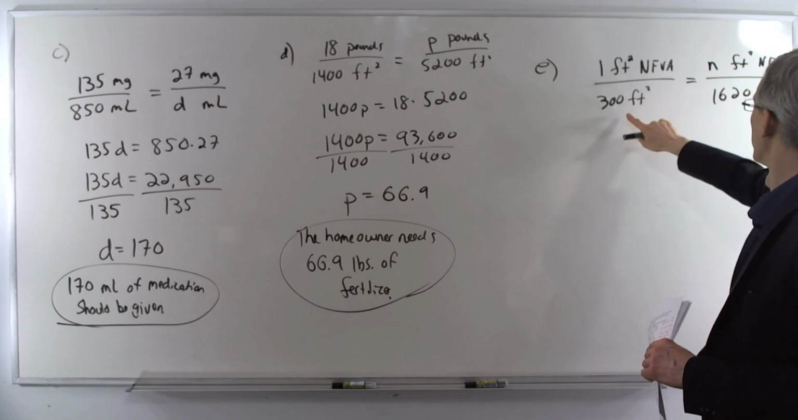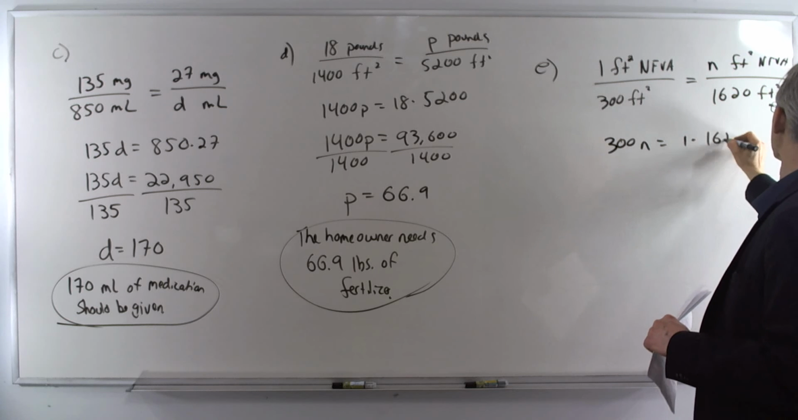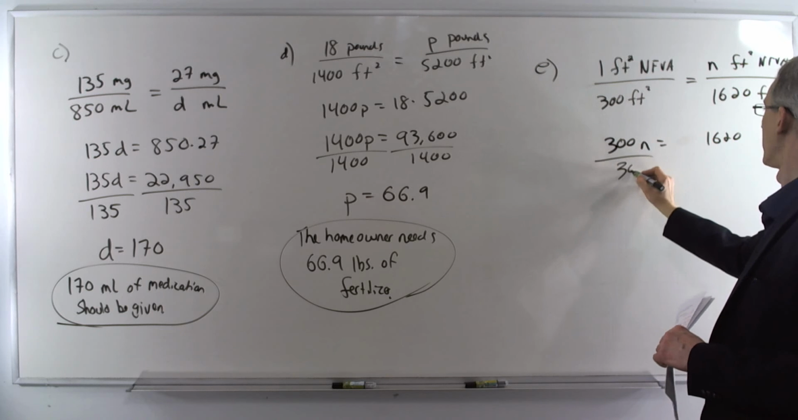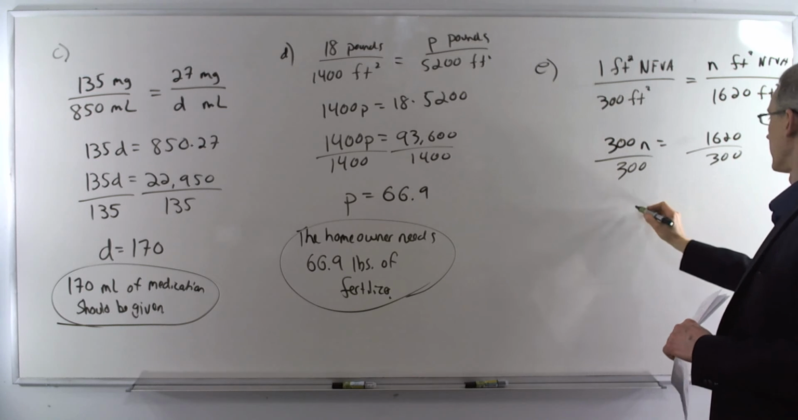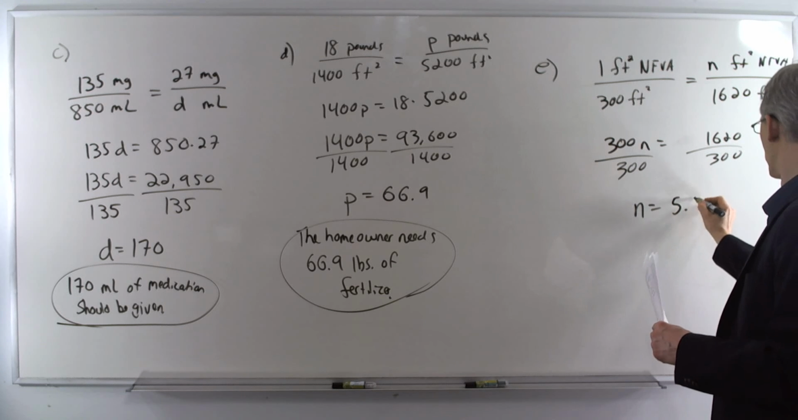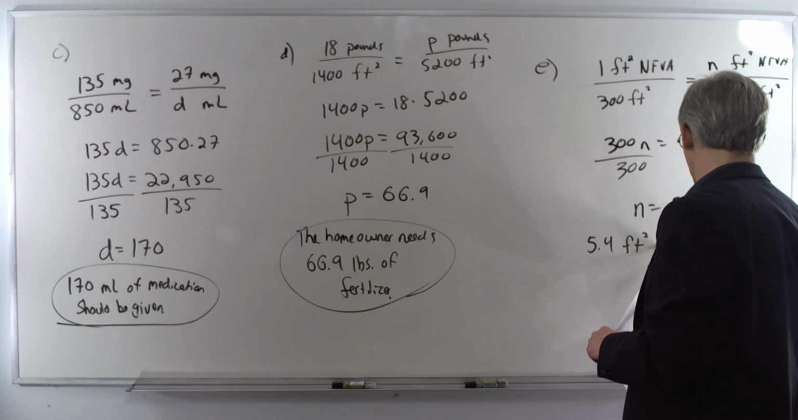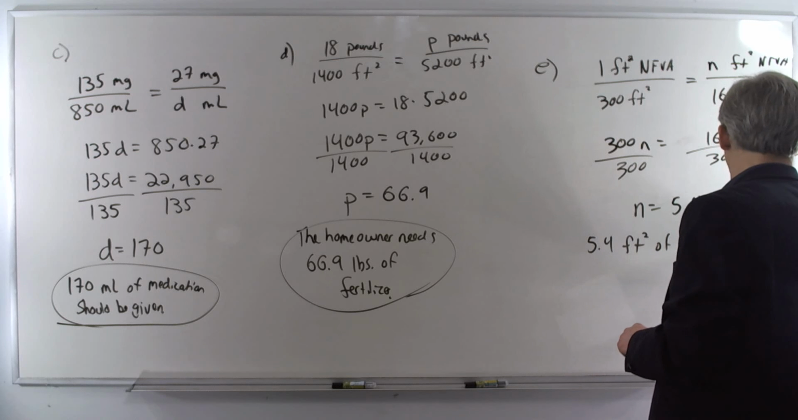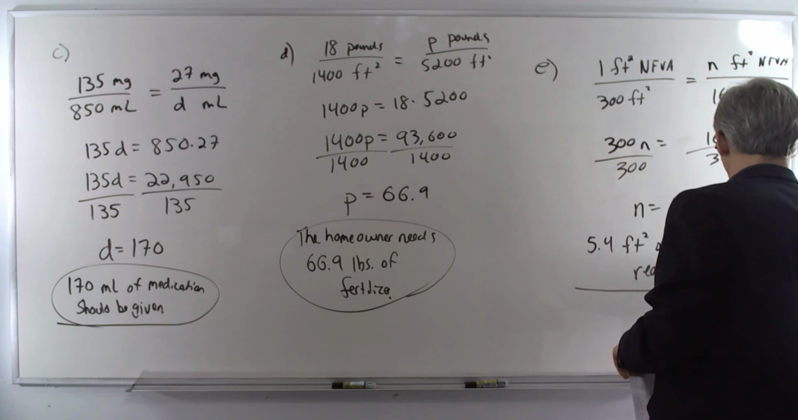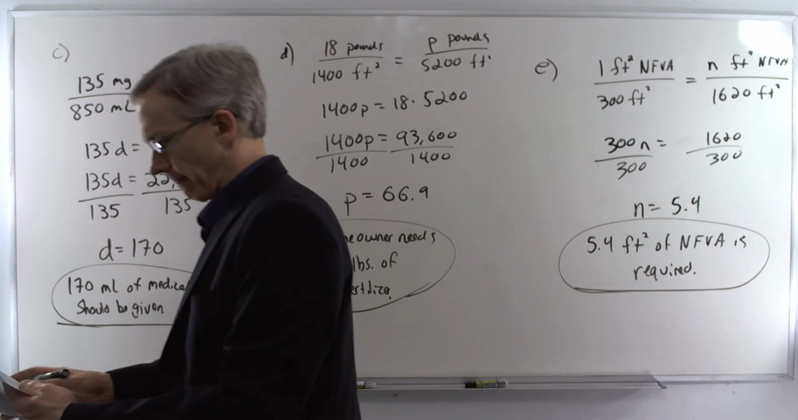All right, cross multiply. 300 N equals 1 times 1620. Well, 1 times anything is just itself, so I'll just get rid of that. Divide both sides by 300, and we get N equals 5.4. So we got 5.4 square feet of NFVA is required.